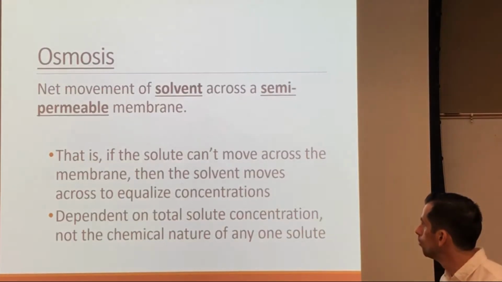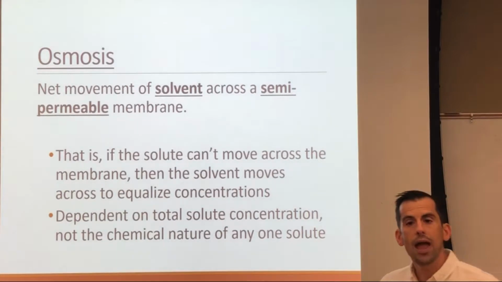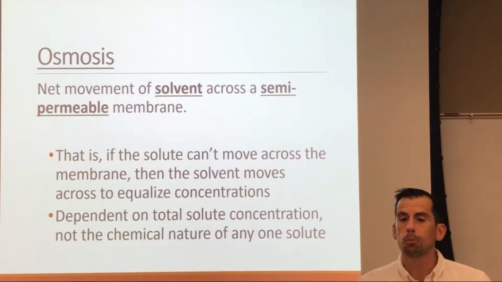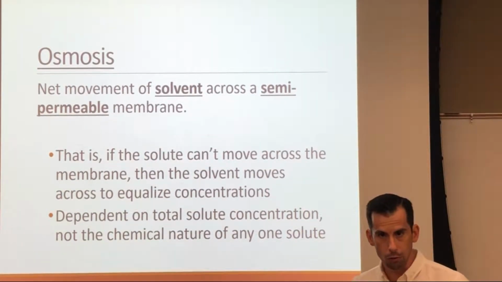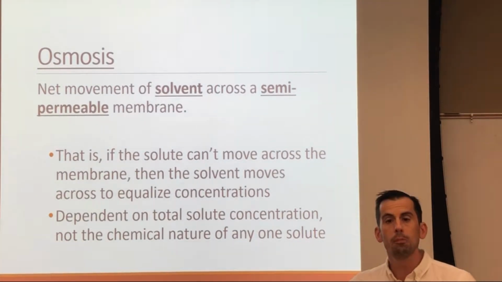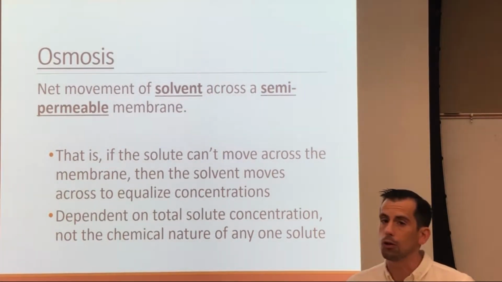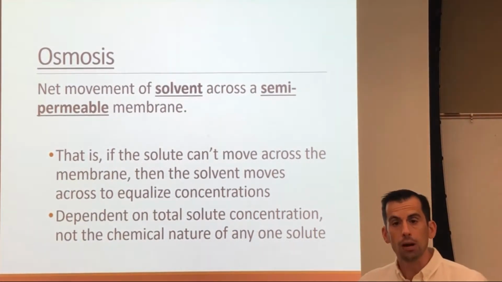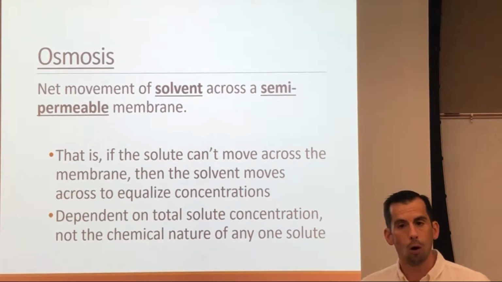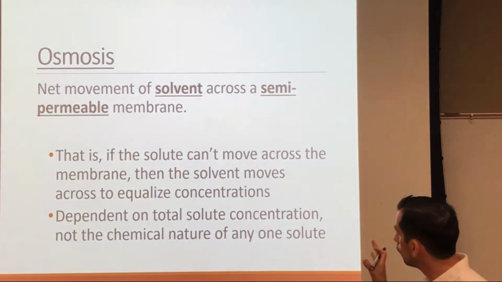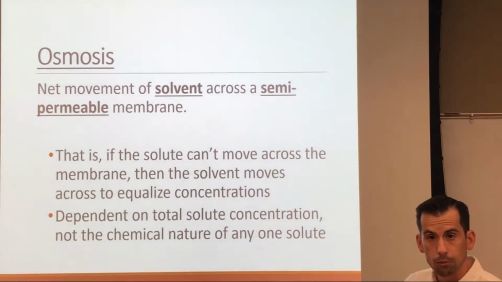For osmosis, we have a membrane that is no longer permeable to those particular solutes. Now, one membrane can be permeable to some solutes and not others. That's perfectly fine. But it's the solutes that can't cross the membrane that result in a driving force for osmosis.